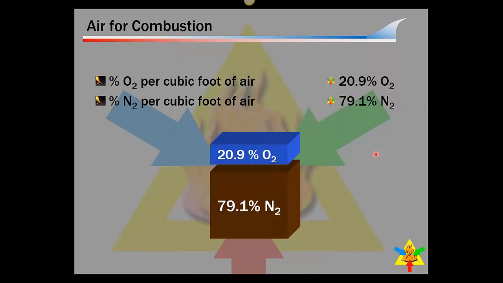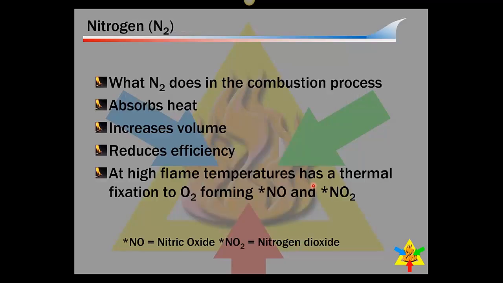So again, we just need to emphasize the air that we breathe is the air that we're using for combustion. In order to have combustion, we have to have air, fuel, and ignition. So the air we're using, again, is 21% oxygen and the rest is nitrogen. So again, how does that all play out?